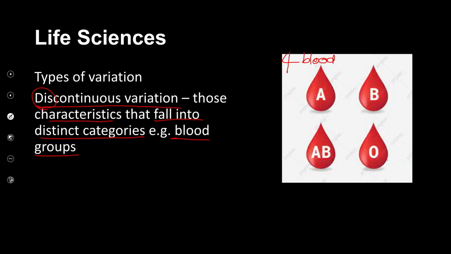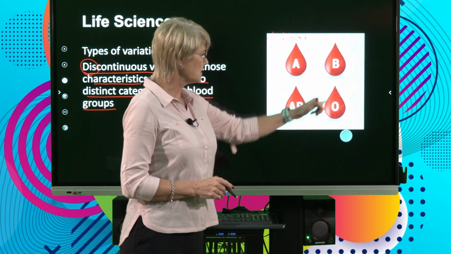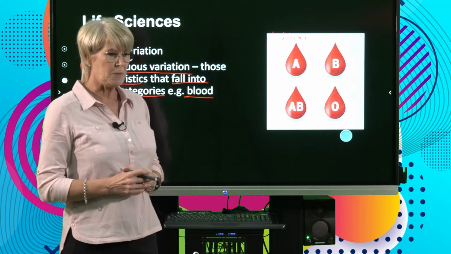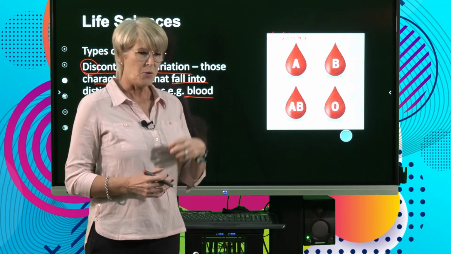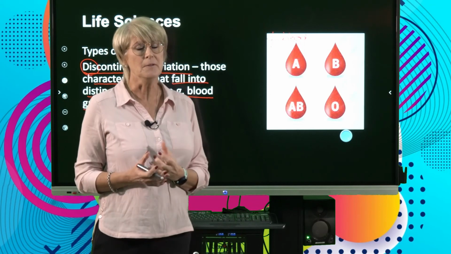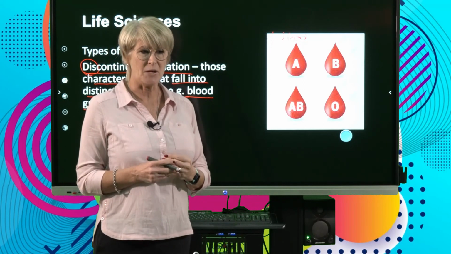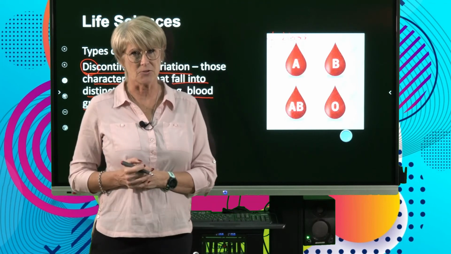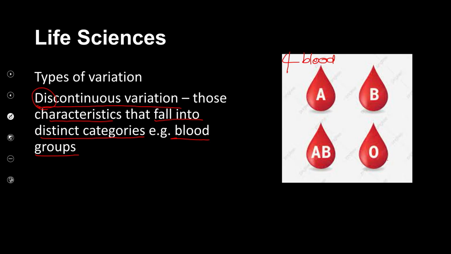Whereas discontinuous variation is those characteristics that place organisms into specific categories, like we see in blood groups. Another example would be birds of different colors, where you have green birds and blue birds and yellow birds. That would be an example of discontinuous variation where they are placed in specific categories. So discontinuous variation places organisms in distinct categories, as we can see here with the 4 different blood types that we find in human beings.